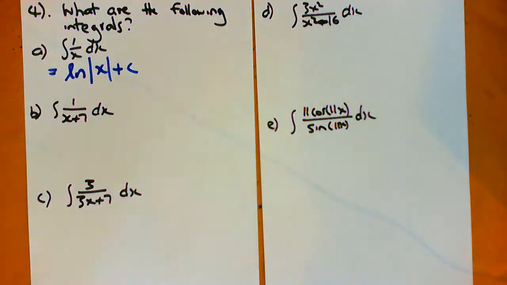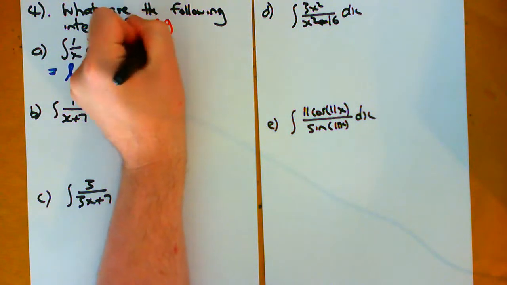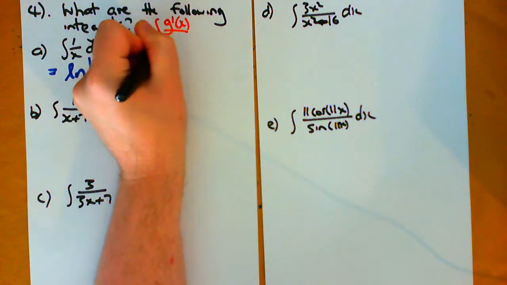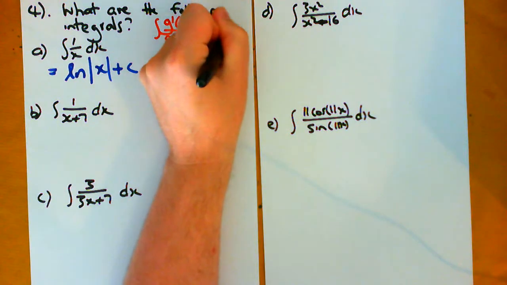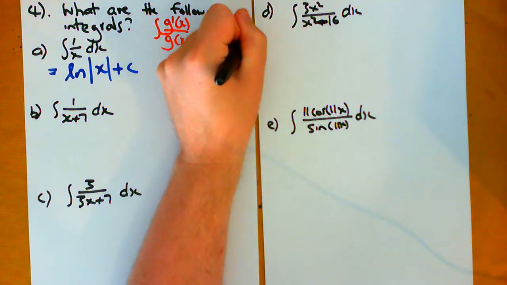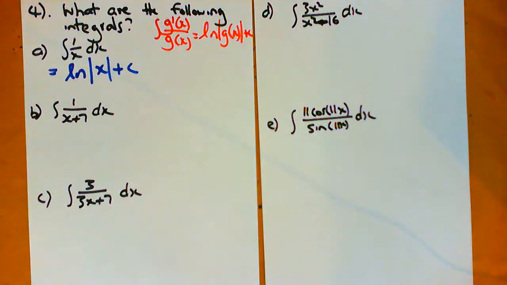Now there's something else on the formula sheet that will be relevant to the remaining questions in this video. It says that the integral of g dash of x over g of x equals ln of g of x plus c. So what that tells you is that if you've got a fraction to integrate where the top of the fraction is the derivative of the bottom of the fraction, then your answer is just going to be ln of the bottom of the fraction.